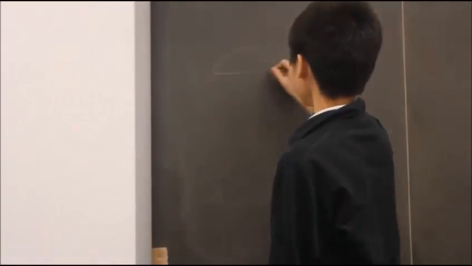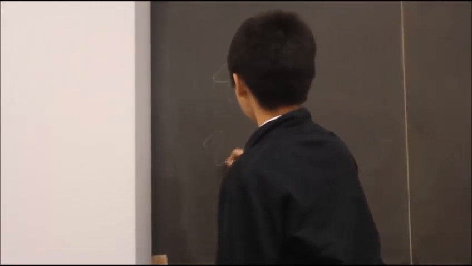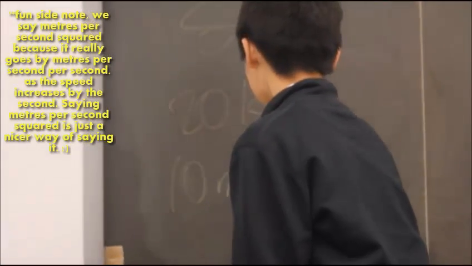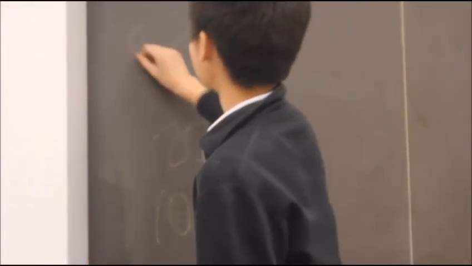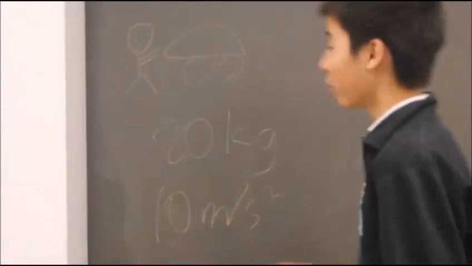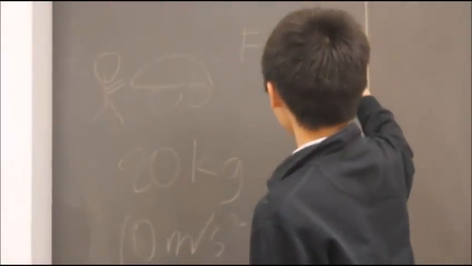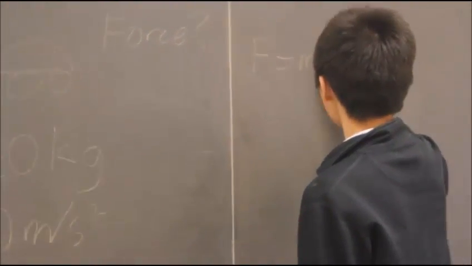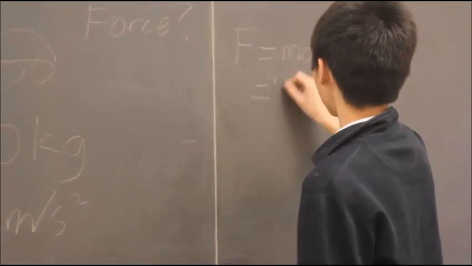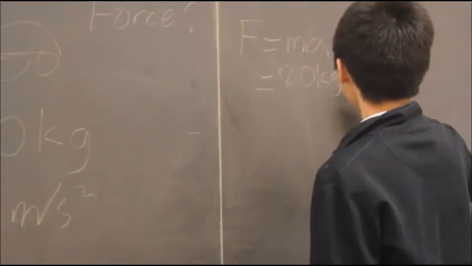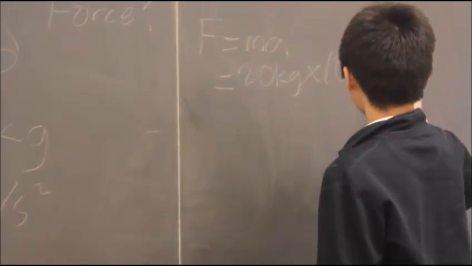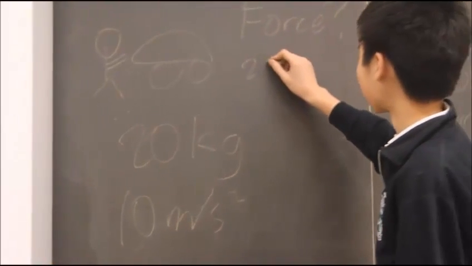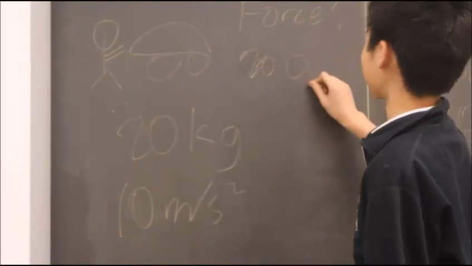Now I'm going to explain the equation. Take a car that measures 20 kilograms of mass and accelerates at 10 meters per second squared. And a man is trying to push the car. How much force is needed to push the car? You would take the equation, force equals mass times acceleration, and that would be 20 kilograms multiplied by 10 meters per second squared, which equals 200 newtons. So the man needs to exert a force of 200 newtons to push the car.